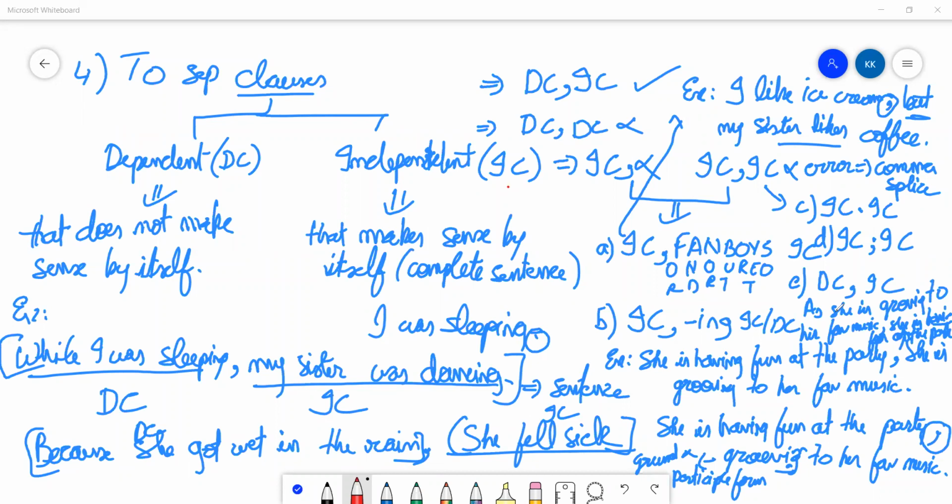Then there are three other methods to edit a comma splice. That is IC period IC. Simply put a period instead of the comma. The next method is IC semicolon IC, and the last method is to change any one of the independent clauses into a dependent clause and convert the structure of the sentence to DC comma IC. Understood? Got it?